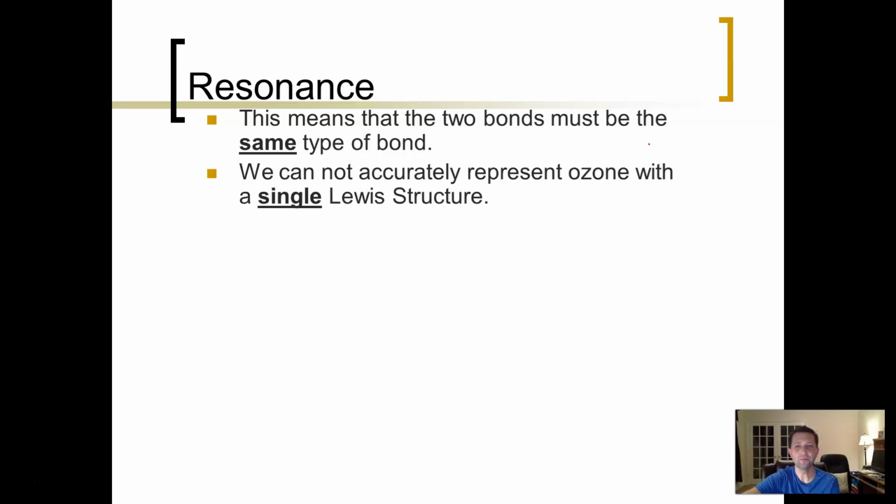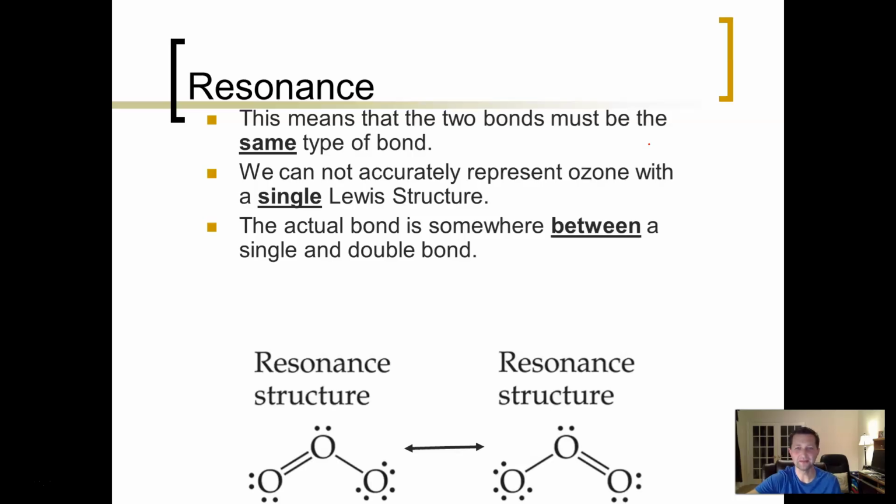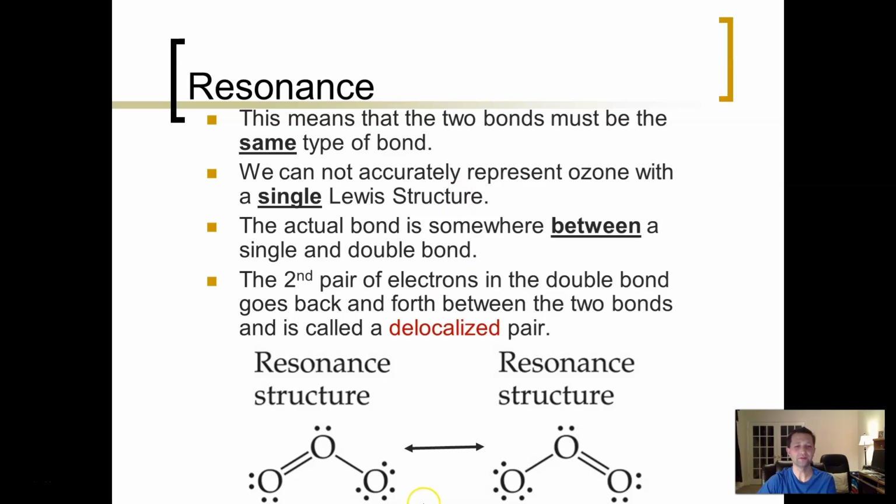It means we have 2 bonds that must actually be the same type of bond. We cannot accurately represent ozone with a single Lewis structure though. What we're going to have is something between a single and a double bond. Look at the structure here. You have the structure on the right, the first one that we had on the previous slide. You can also draw the structure like I have here on the left.